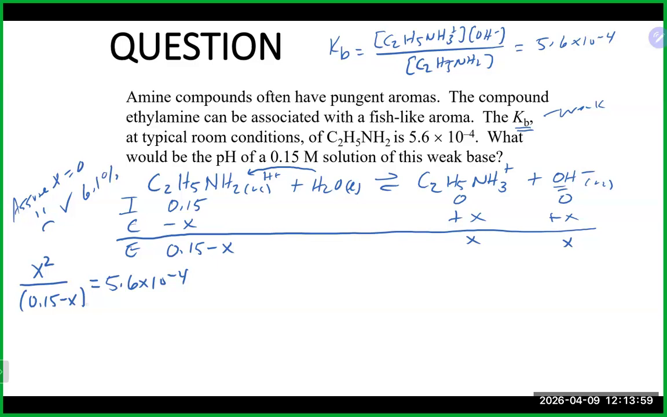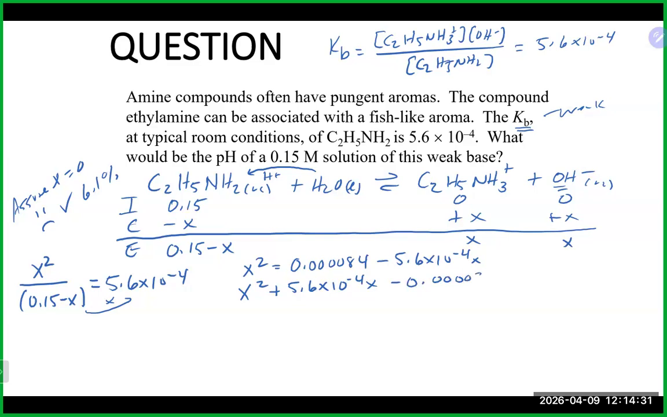So again, we're going to have to use the quadratic. We're going to multiply this to the other side, and that's going to get us x squared is equal to 5.6 times 10 to the minus 4 times 0.15, which is 0.000084, minus 5.6 times 10 to the minus 4x. Bringing everybody to the same side: x squared plus 5.6 times 10 to the minus 4x minus 0.000084 equals 0. Again, our A, B, and C action there.